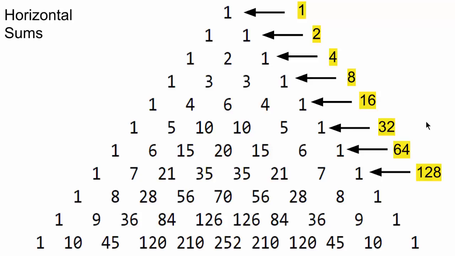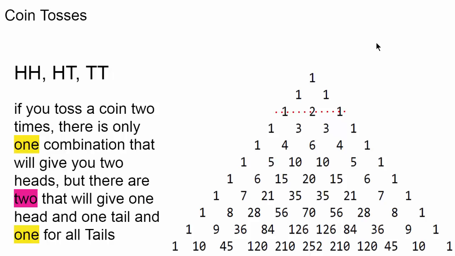However, I want to show you how we can use Pascal's triangle in order to count combinations and in order to count how many ways we can have different elements together. So for that, let me give an example. Let's say we have this example that says if you toss a coin 2 times, there's only one combination that will give you 2 heads, but there are 2 that will give you 1 head and 1 tail and 1 for all tails. So if I have a coin and I toss it twice, there's only one combination that will give me heads and heads and tails and tails.